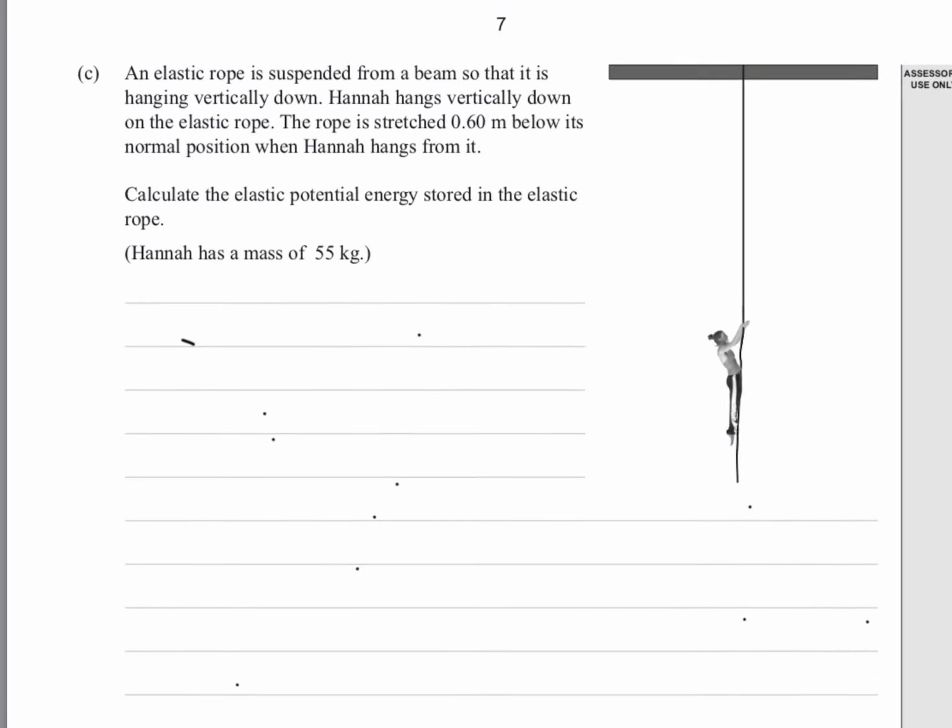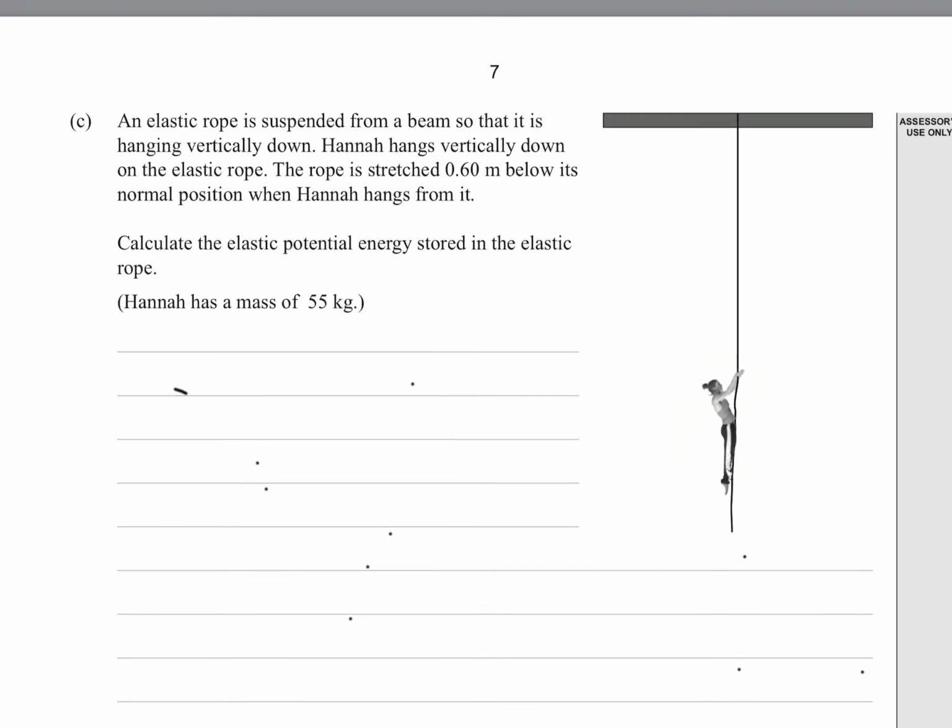Alright, sorry about that. So I'm going to move on to the next question. C, an elastic rope is suspended from a beam. It is hanging vertically down. Hannah hangs vertically down on an elastic rope. The rope is stretched 0.6 meters below its normal position when Hannah hangs from it. Calculate the elastic potential energy stored in the rope.